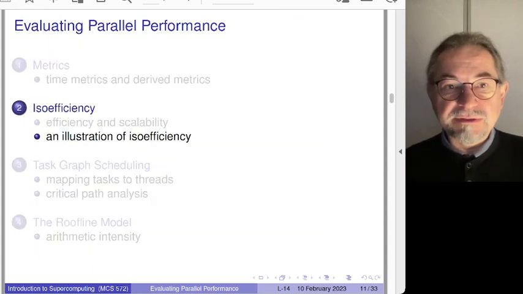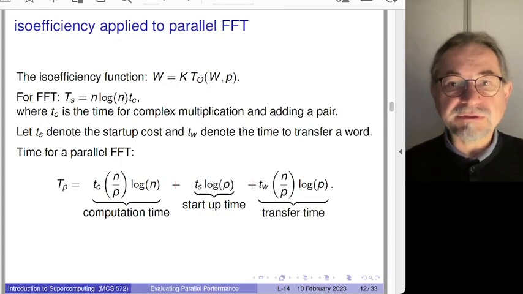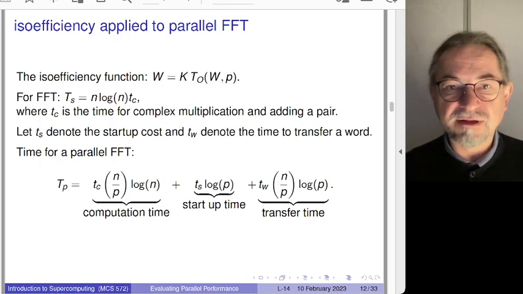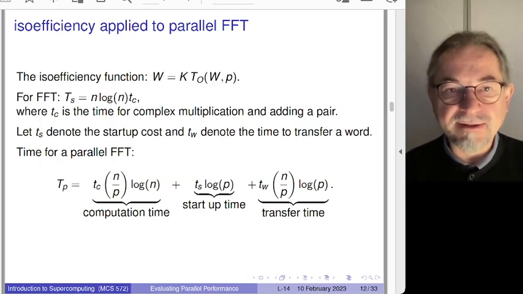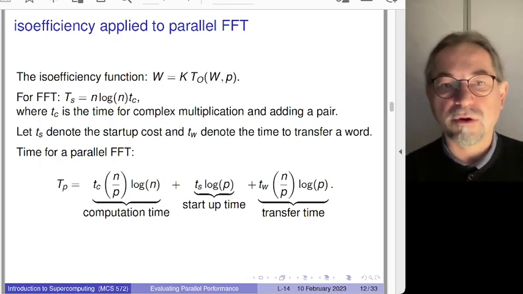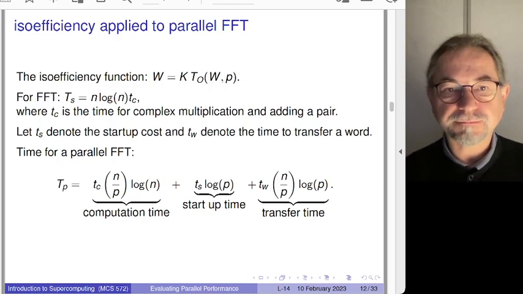So let me illustrate this. This is with the parallel fast Fourier transform, which is an n log n operation. So we have the isoefficiency function. The sequential time depends on the problem size, n. It's an n log n, and then the time for complex operations.